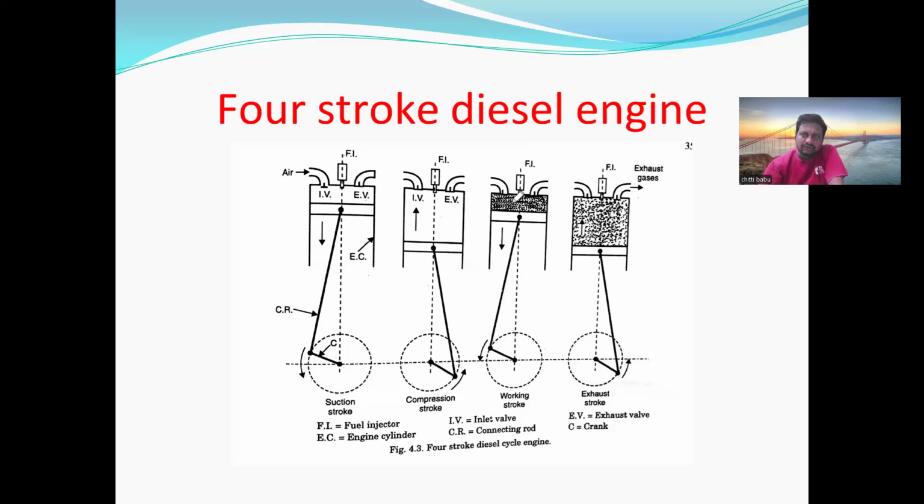Again the piston moves from TDC to BDC. This is the working stroke. Power will be liberated here, heat energy will be generated here. Due to this heat, the entire plant will be running. This is about the working stroke of the engine.